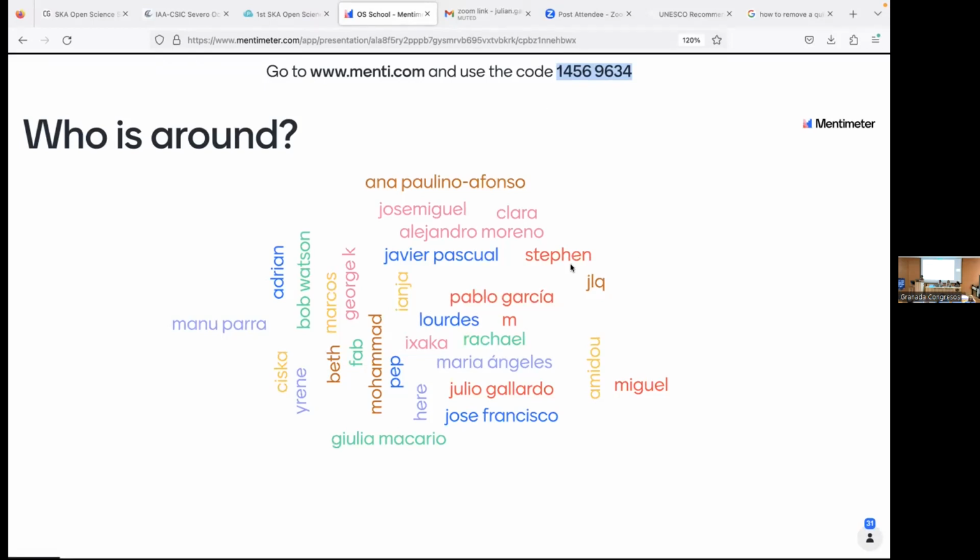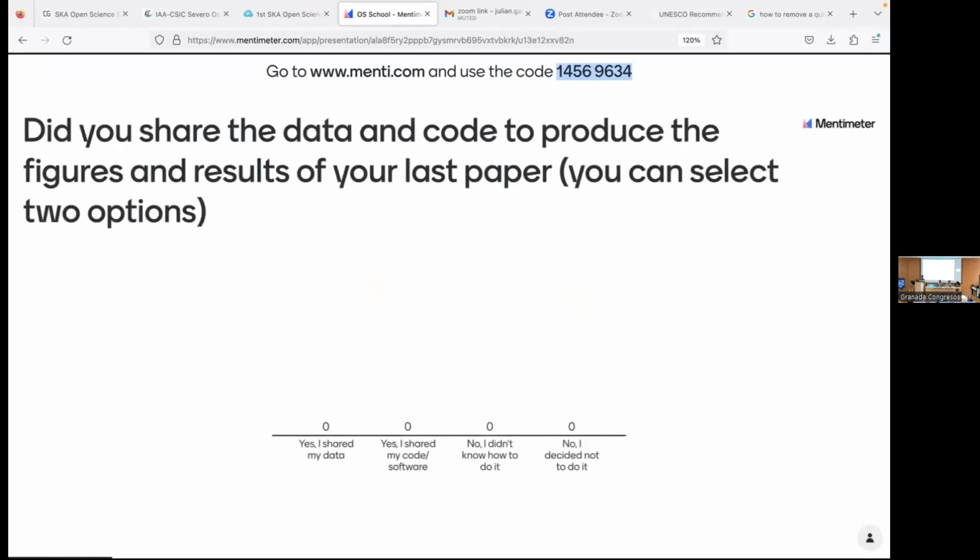Okay, that should be okay. So let's move on and start with the discussion. This is our first question for today. Did you share your data and code to produce the figures, or maybe the results of your last paper? These are the options. Yes, I shared the data. I shared the code. No, I didn't. You can select 2 options. So, for example, if you share the data and the software, you can mark both.